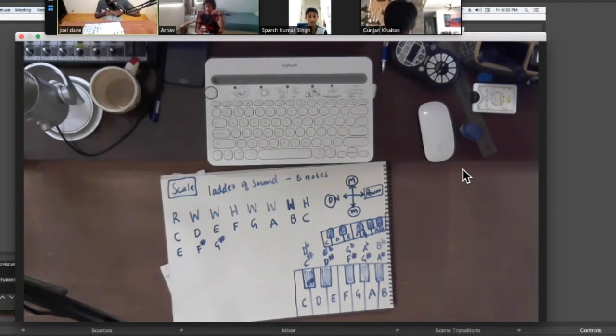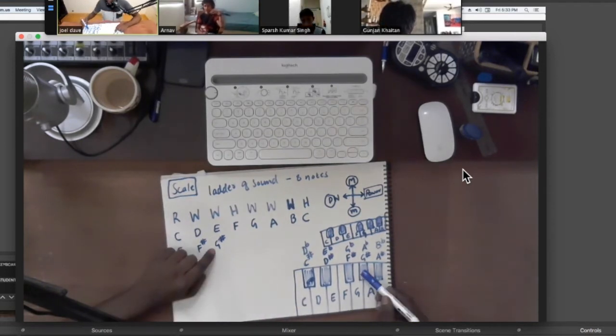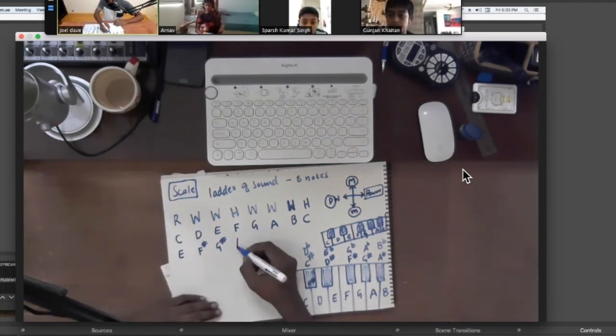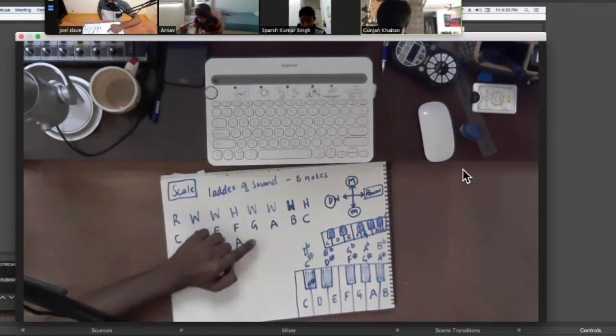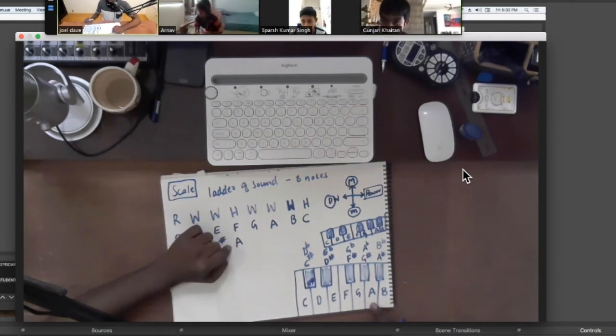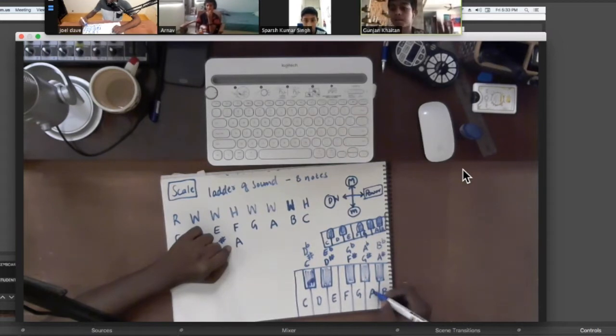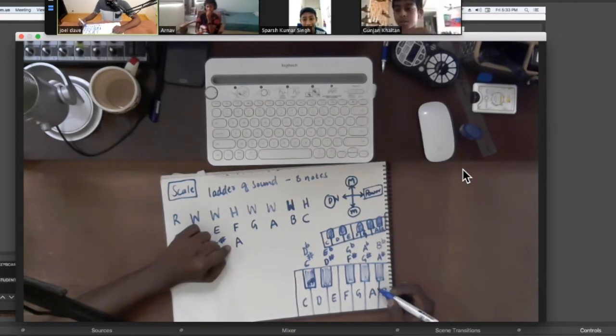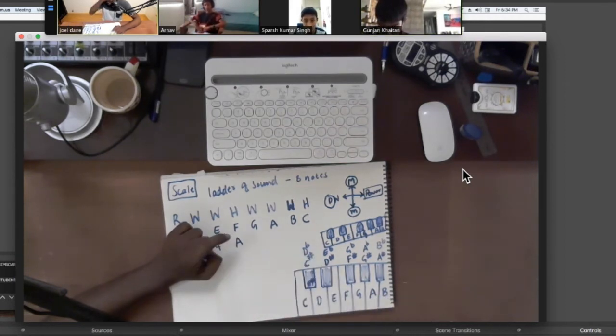Okay, so now look at this. From G sharp, I want a half step. What is a half step? A, exactly. Great. From A, a whole step is what? B. Wait, A sharp? A whole step means it's not the immediate next note. A half step is the immediate next note. You got it? So a whole step is B.